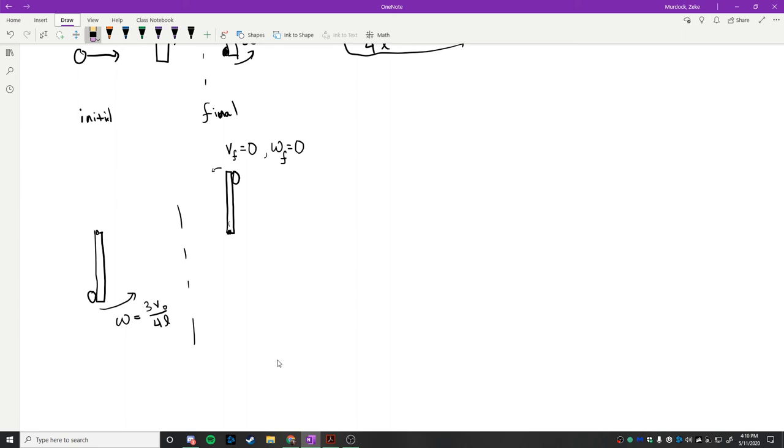We're going to say it has a final speed that's zero, and a final angular speed that's zero. And we just want to figure out what does it take speed-wise here so that it can actually make it to the top, okay? Does it make sense?